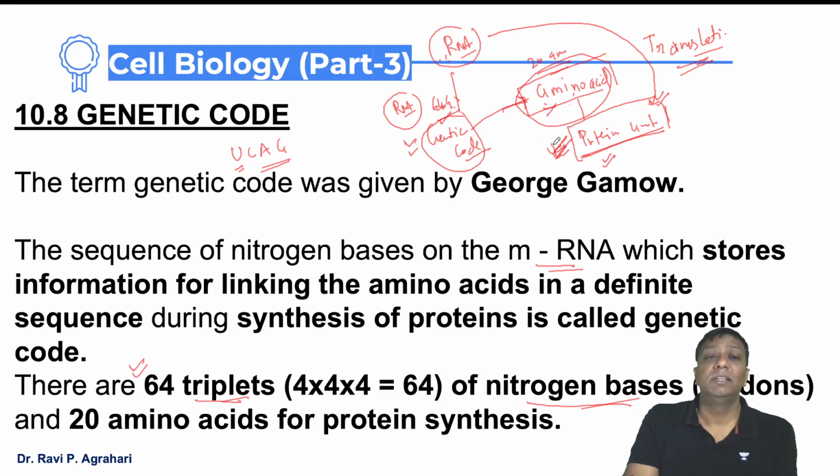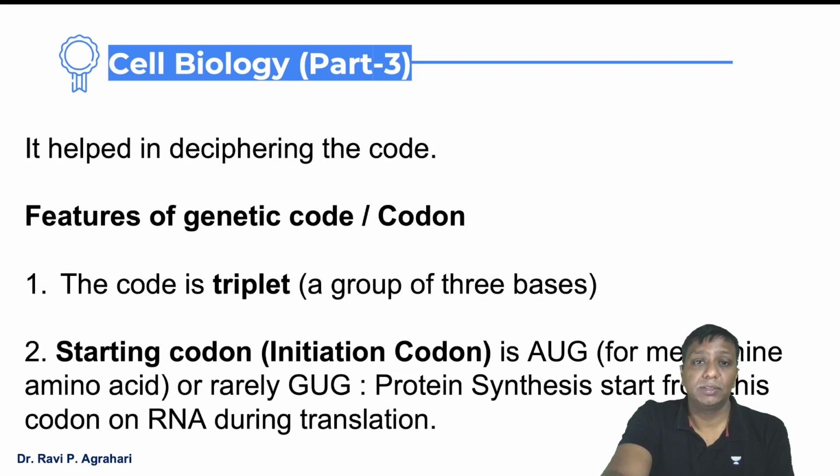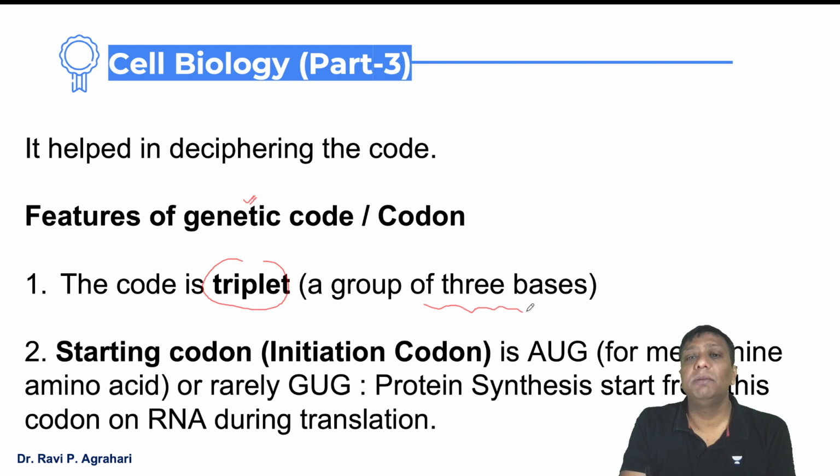Just wait, guys. But the total genetic codes that are available are 64. The men who got the Nobel Prize for the discovery of the genetic code, you can see on the screen: Nirenberg, Matthaei and Khorana. They got the Nobel Prize for the genetic code. You should know, guys, the features of genetic codes or codons. Genetic codes or codons are in triplets. Triplet means a group of 3 bases.